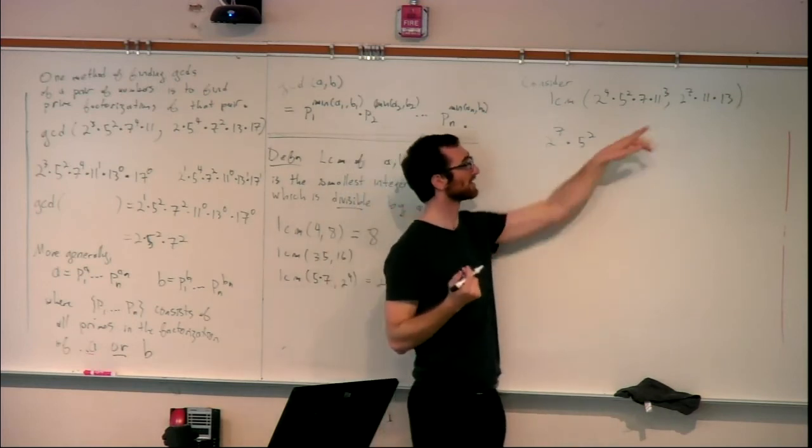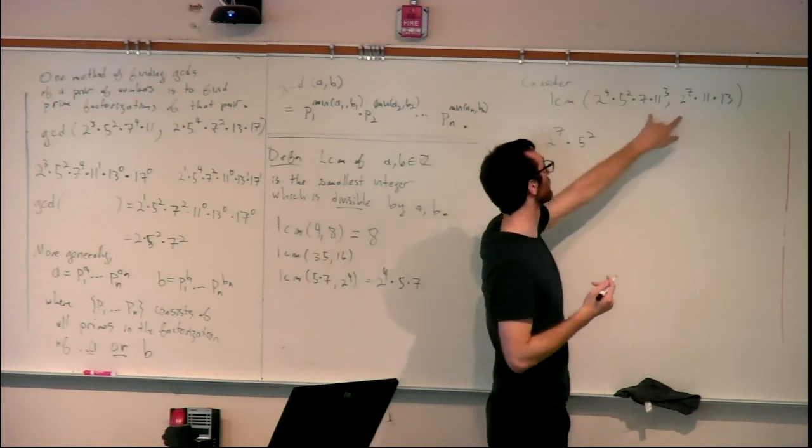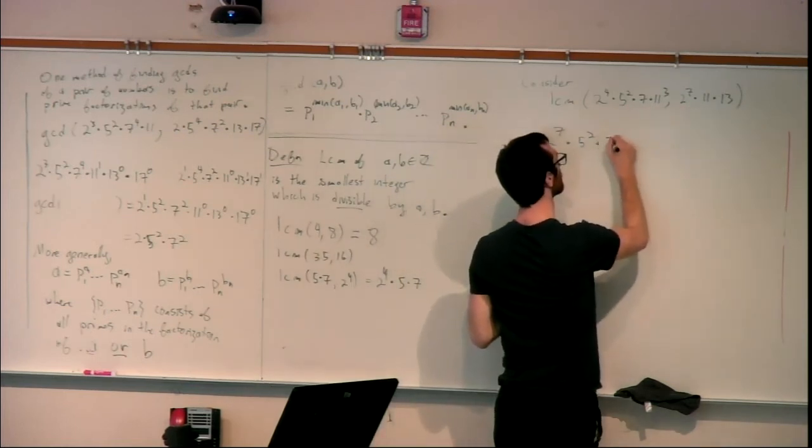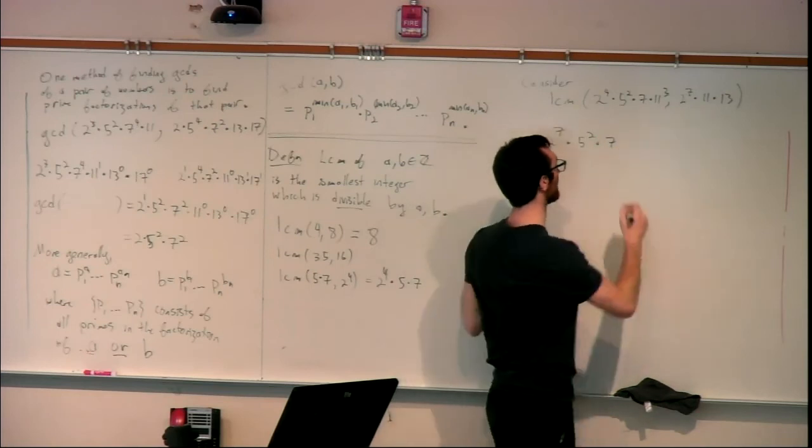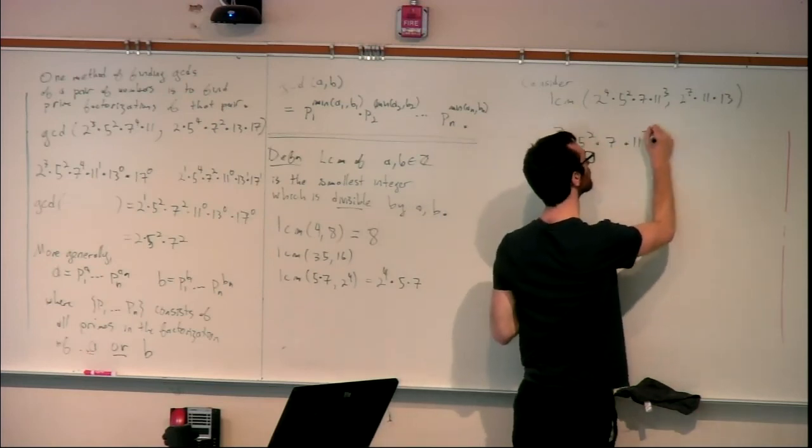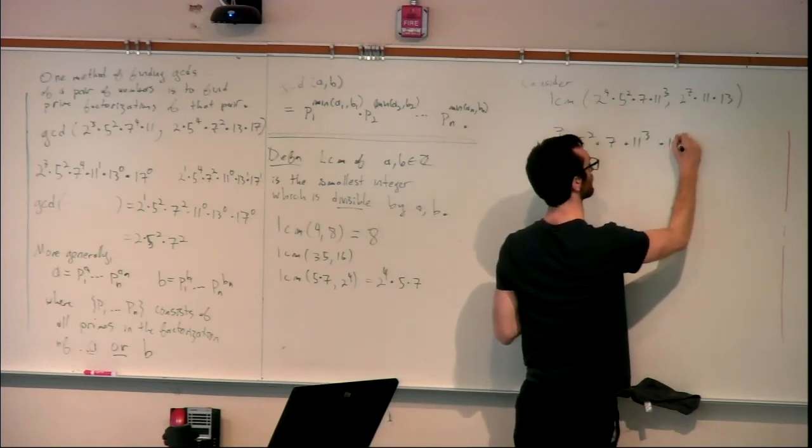I think you're starting to see the pattern. I need to also be divisible by 7. I need to also be divisible by 11 cubed. And I also need to be divisible by 13.